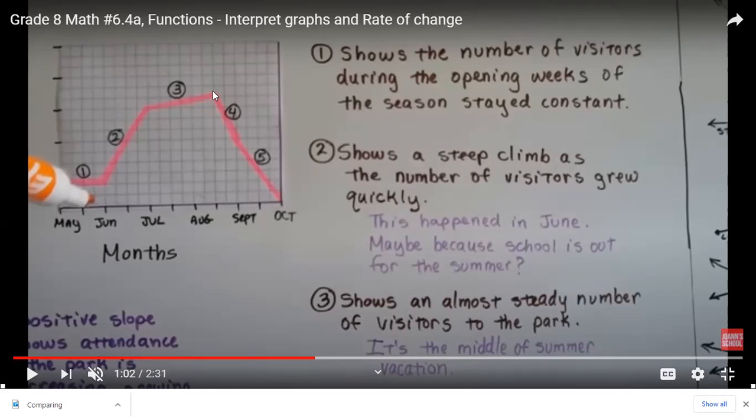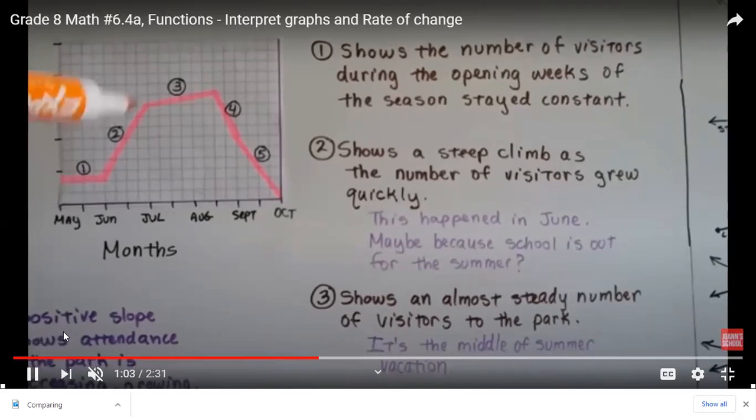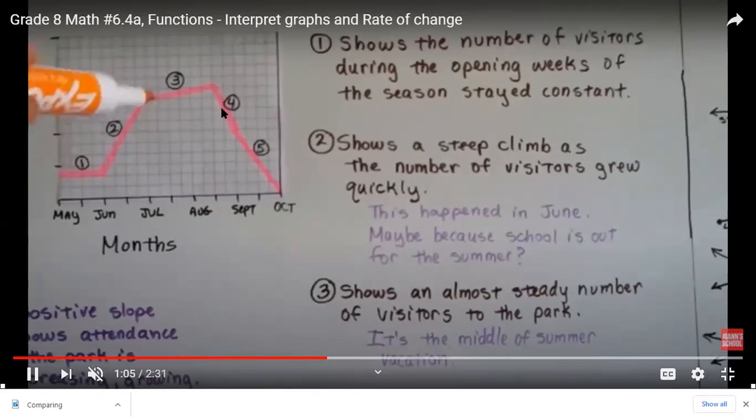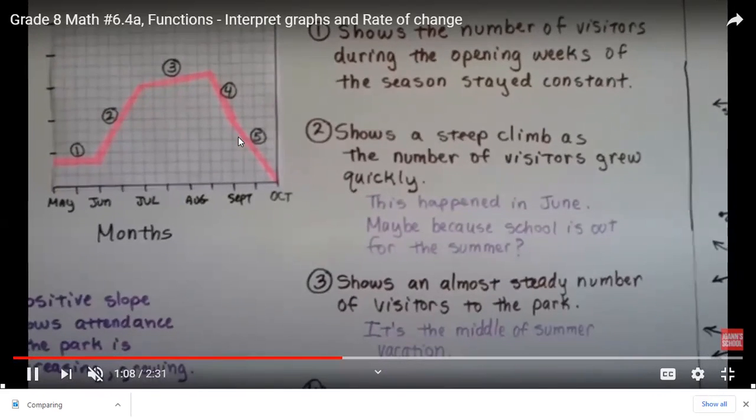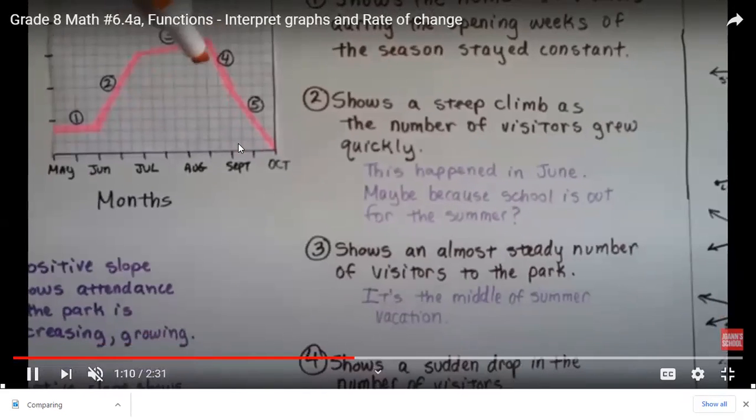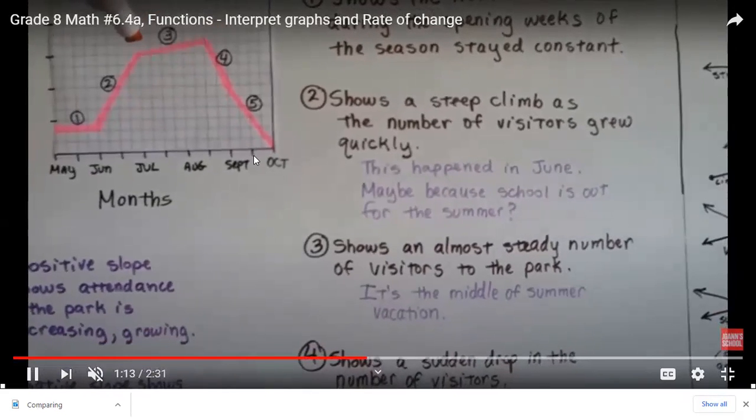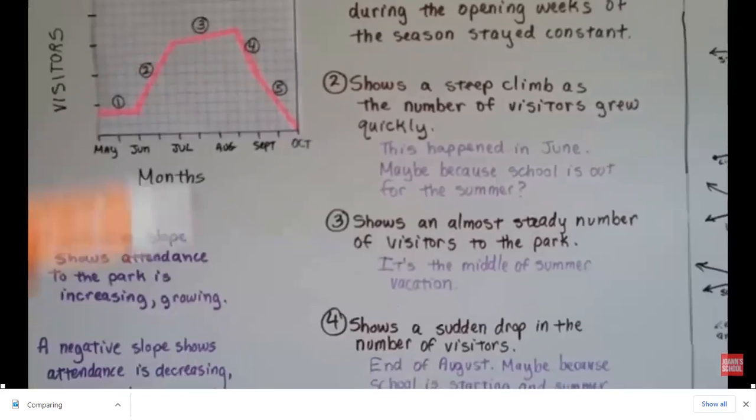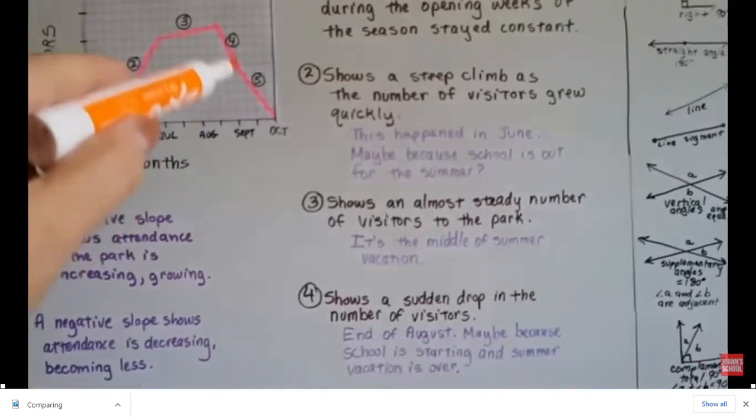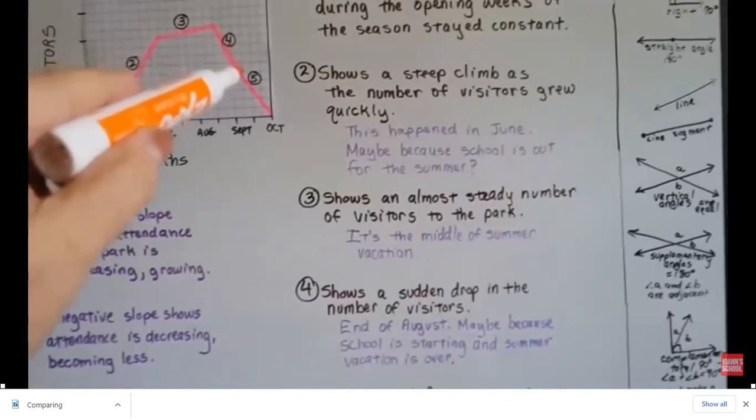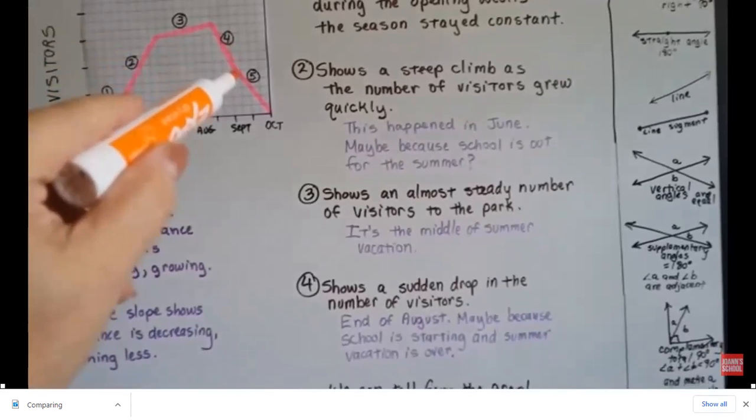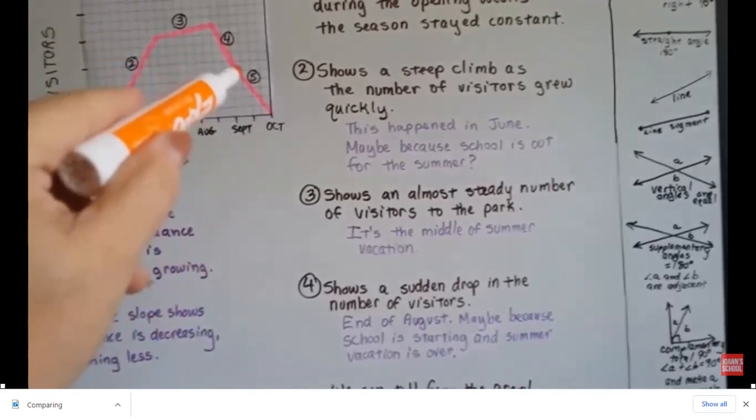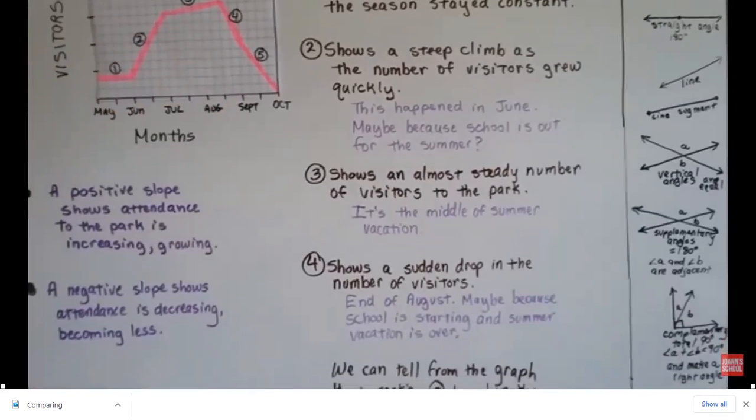What happened after that, grade 8? What does line 4 denote to us? Decreasing, yes. Line 4 is decreasing. The number of visitors to the park dropped. Right? It's the end of August, maybe because school is starting and the summer vacation is over.